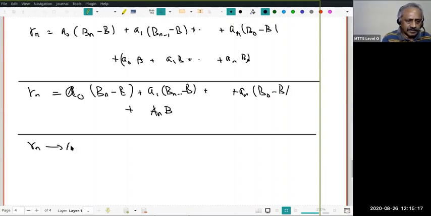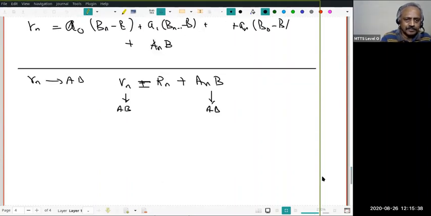Now what is it that I want to prove? Gamma n converges to AB. But let's look at this term. Gamma n equals something, let me call it R_n, plus A_n B. Now I want to say gamma n converges to AB, but let's look at A_n B. Where does it converge to? It converges to AB. Therefore, what do you think I should prove? Yes, I should prove R_n goes to 0. Do you appreciate this?